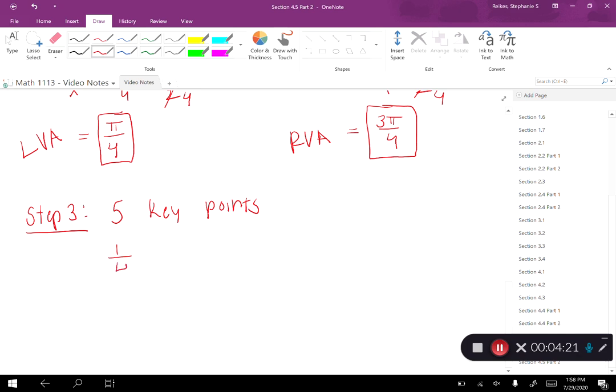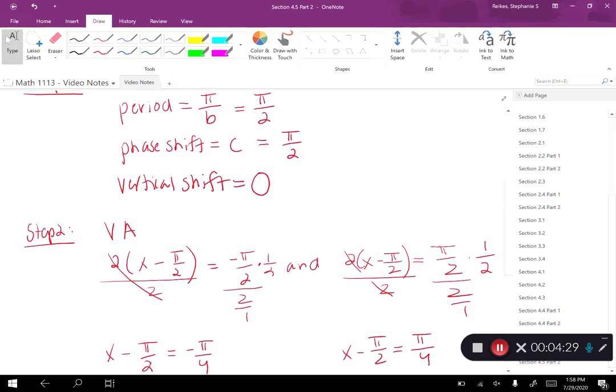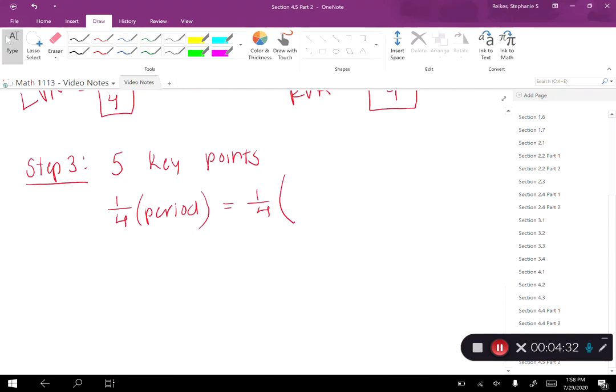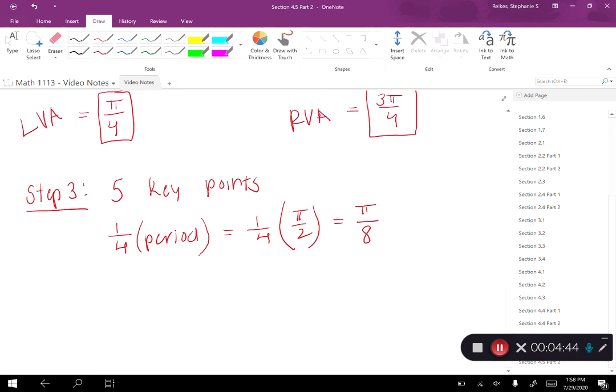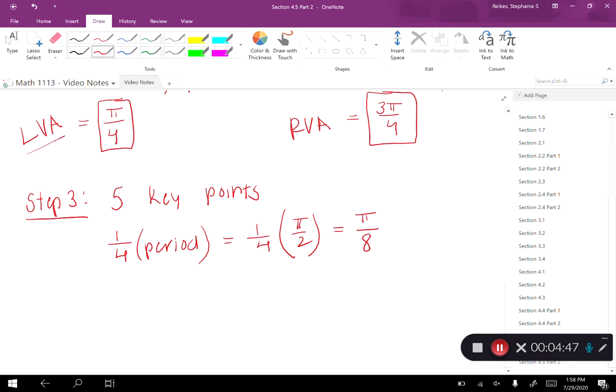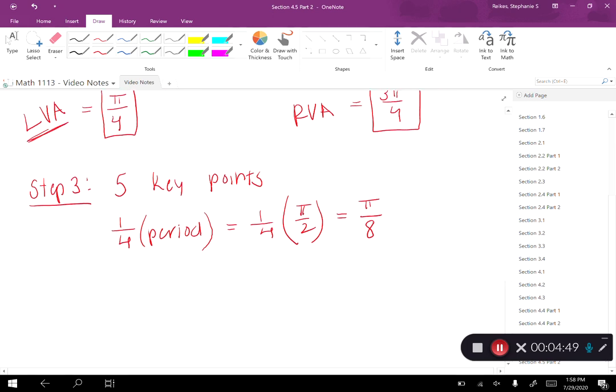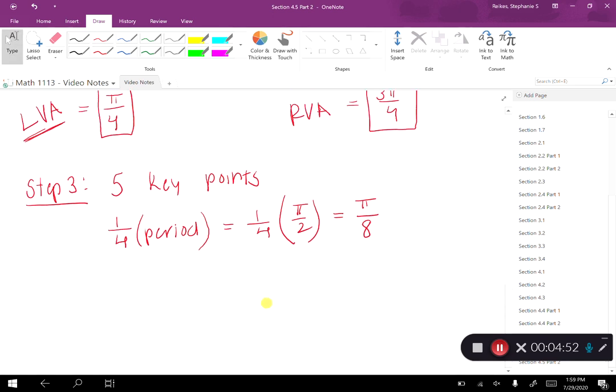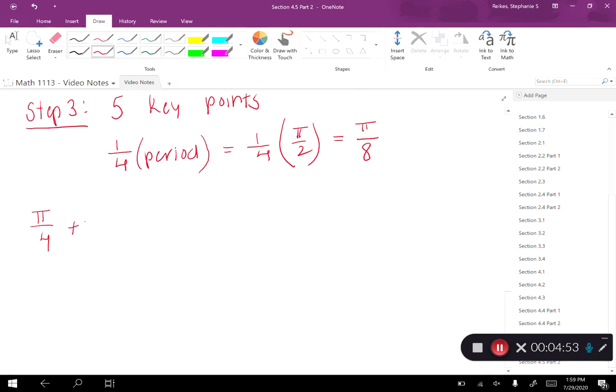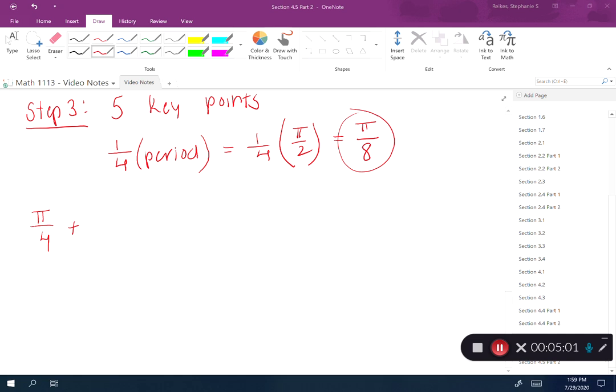First thing I need to do is 1/4 times the period. So that's 1/4. Sorry, I already forgot. Scroll up. My period was pi over 2 for this problem. So 1/4 times pi over 2, and I'm at pi over 8. Alrighty, so to begin with, I start with my left VA as my first key point from step 2. So I have pi over 4. And then add to it my pi over 8.